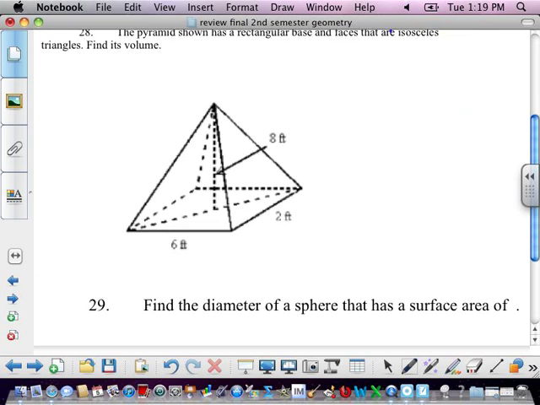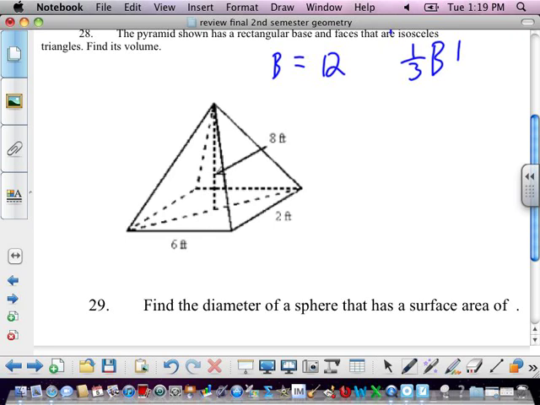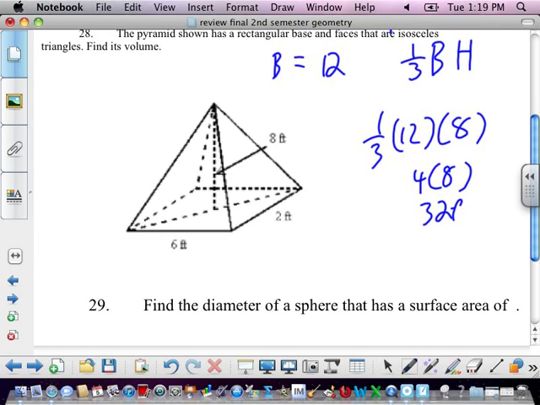Did you already do this one? No. 6 times 2 gives us 12, so that's the area of the base. What else do we need for this one? What's the equation for a pyramid? 1/3 the base times the height. Okay, so it's 1/3 times 12 times 8. 1/3 of 12 is 4. 4 times 8 is 32 feet cubed. For number 28. Yep.